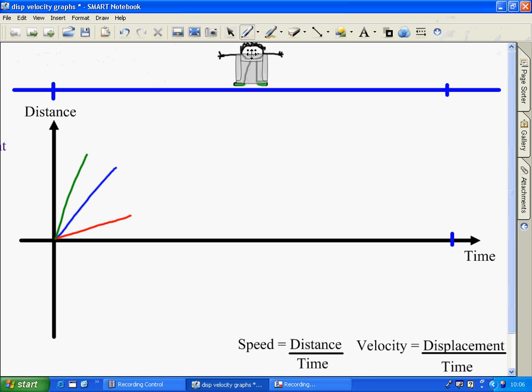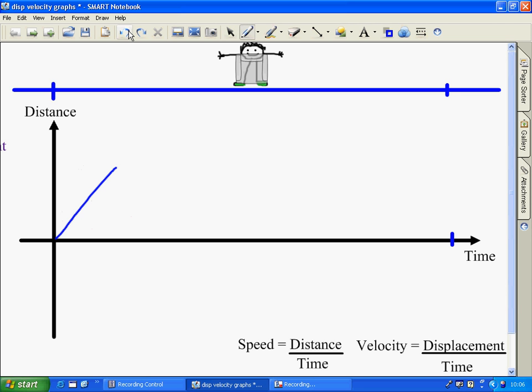is take 1 unit of time on your graph, say 1 second. You can see here, for that 1 second, the distance travelled is tiny. Whereas, if we look up at the blue one here, for that same 1 second, the distance travelled is much greater than here. Okay? So, that's a really powerful tool that we can use to compare different graphs and look at relative speeds.